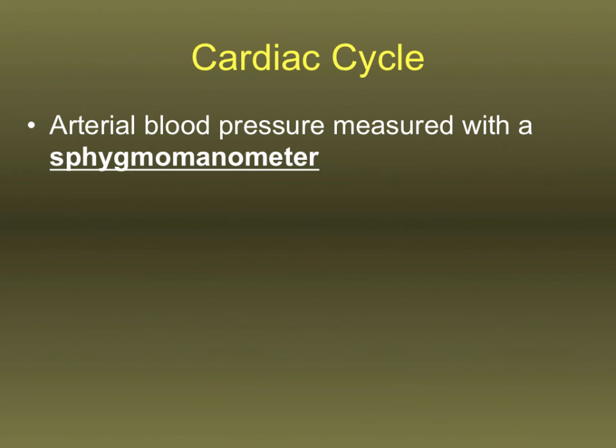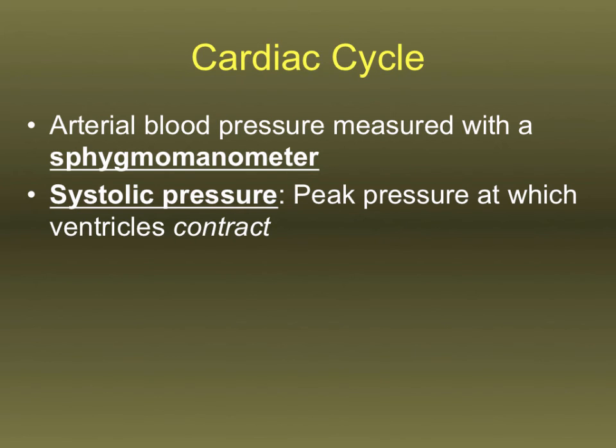We can also look at how blood pressure is measured using what's called a sphygmomanometer, which is a fancy name for a blood pressure cuff. Typically, when you get your blood pressure taken, you're given a number like maybe 120/80, which is a pretty decent blood pressure to have. The two numbers, the 120 versus the 80, are systolic pressure and diastolic pressure. So we're going to look at how those are measured and what those numbers actually mean.